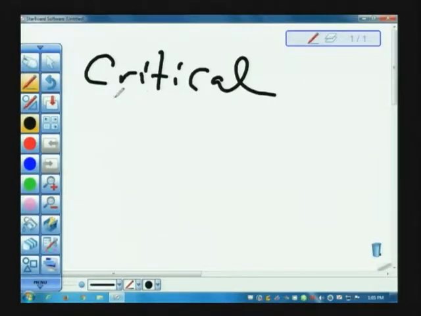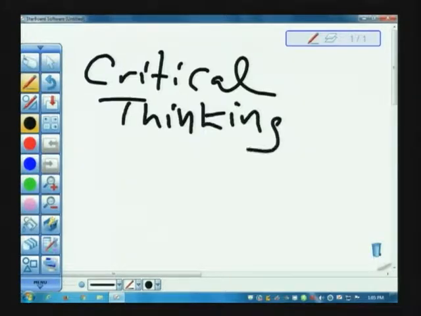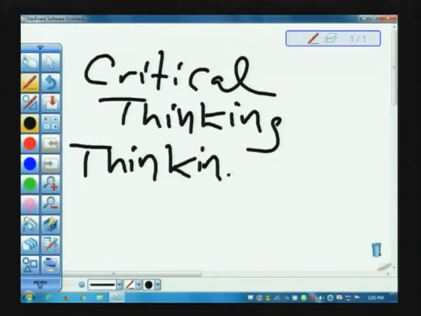Let's get right into it. So last time we were talking about, what is critical thinking? Let me recap and maybe add a couple more things. Critical thinking, well, first of all, it's thinking versus feeling.